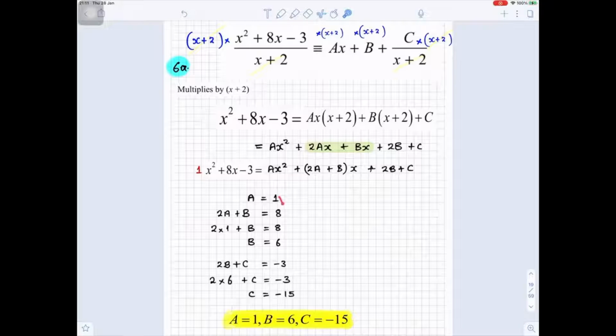So from there, we got a is 1. And substituting a is 1 in there, 2 times 1 plus b equals a. That gives b is 6. And 2b plus c is minus 3. We know b is 6, we substitute 6 in there, and that will give c to be minus 15. So your three numbers are a is 1, b is 6, and c is minus 15.